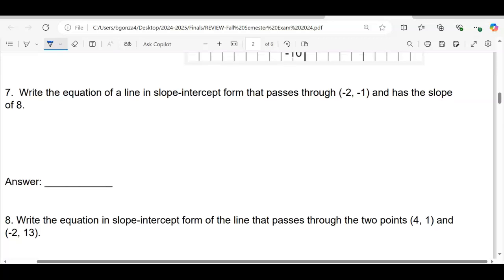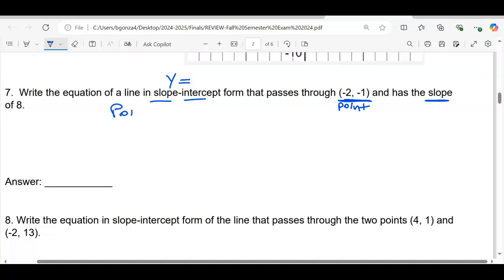Cool. Number 7, write the equation of a line in slope-intercept form. Remember, that's y equals form. That passes through this point and has the slope of 8. So if you have a point and a slope of 8, well, you're going to be able to use your formula charts, but we're going to need to use point-slope form.